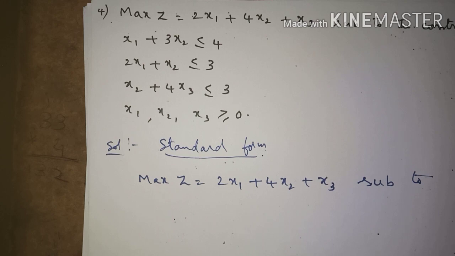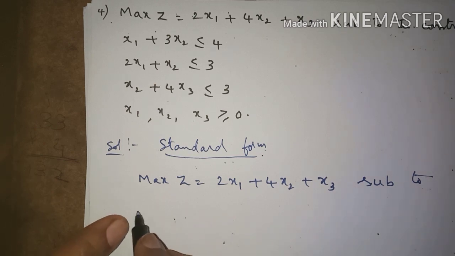Second constraint is also having less than or equal to symbol. That's why we have to add one more slack variable called s2. Third one is also having less than or equal to symbol. That's why we have to add one more slack variable called s3 on the LHS side of the constraints.